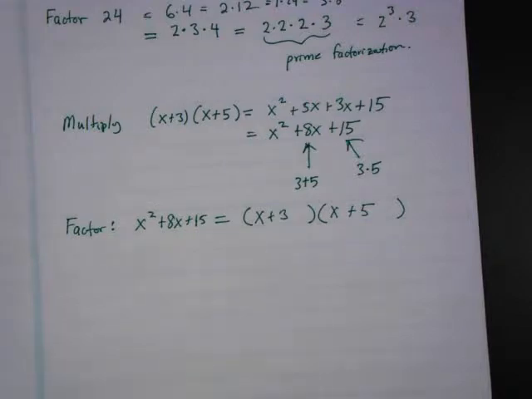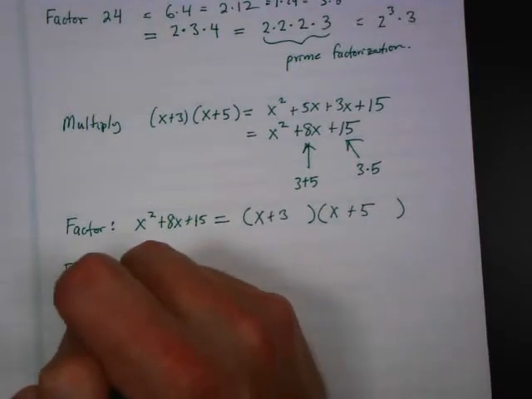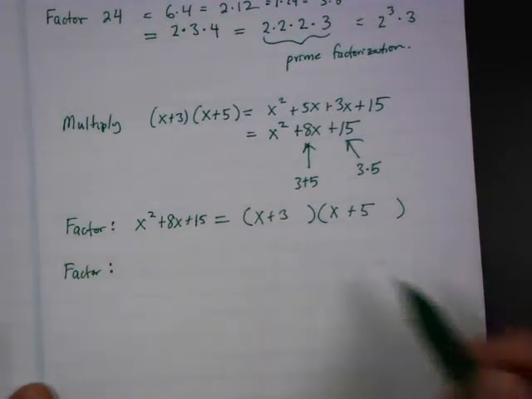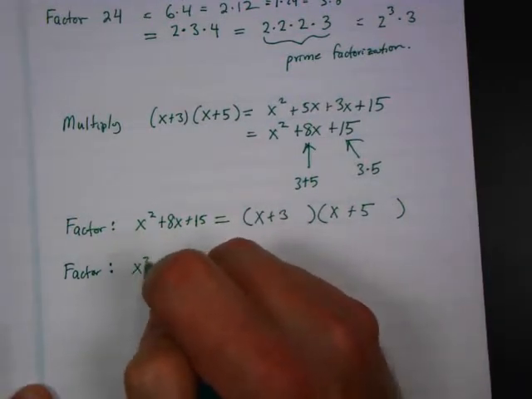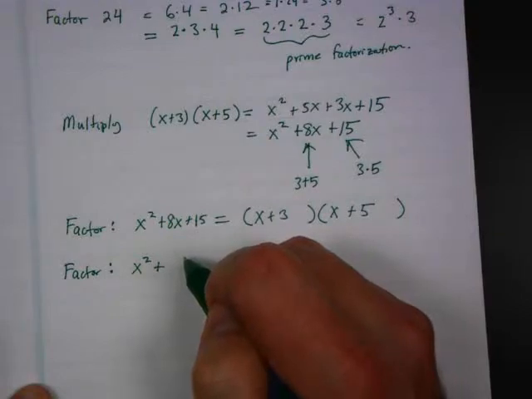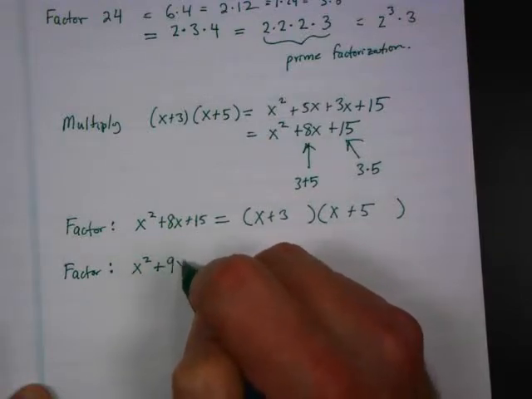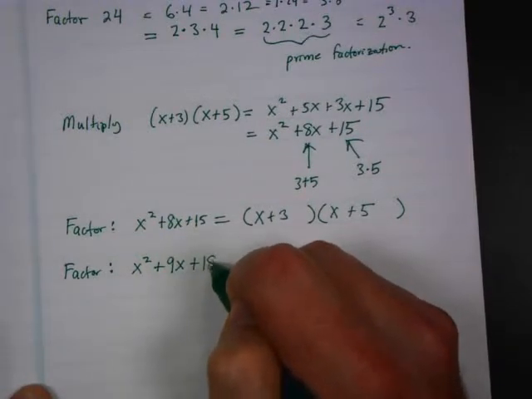All right, so let me change the problem a little bit. What if I said factor x squared plus 9x plus 18?